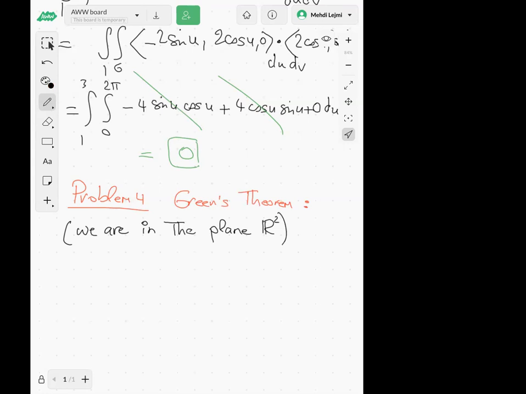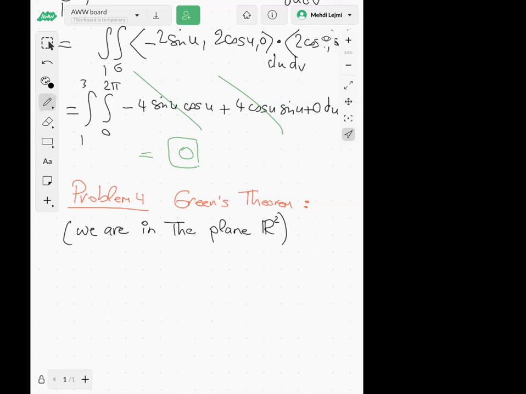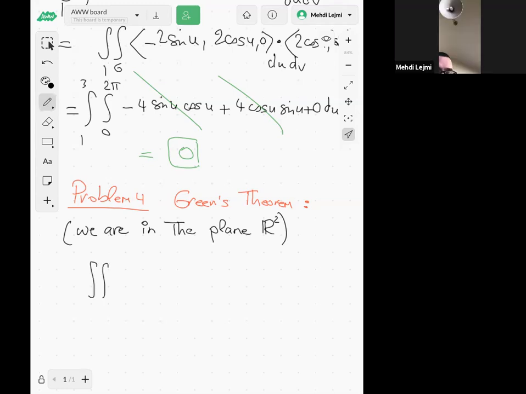What confused me about number 4 is that I was wondering how we would parameterize the annulus. You mean the double integral region, right? Between the two circles. Yeah, I was wondering. So that's what confused me for number 4.